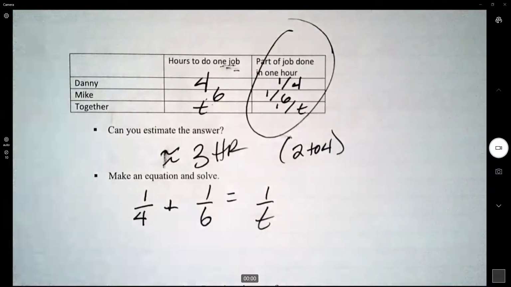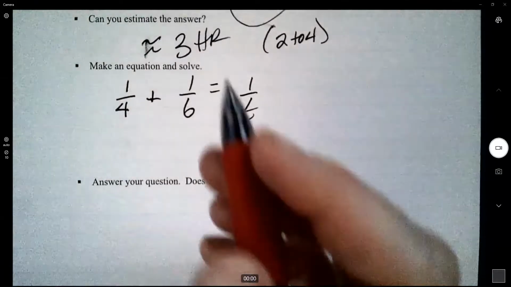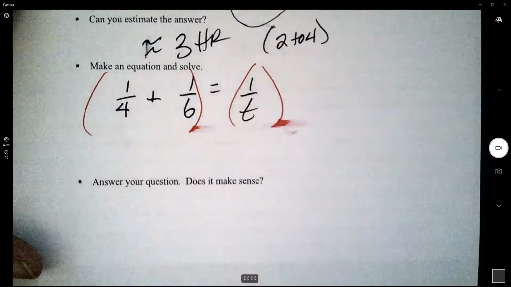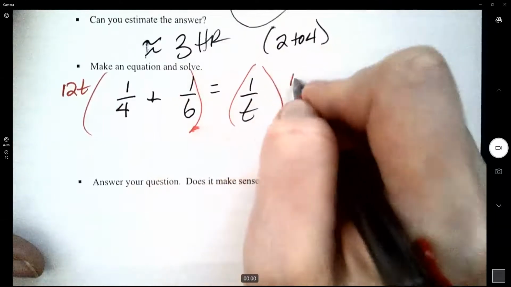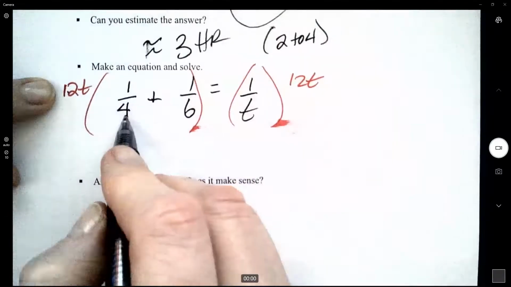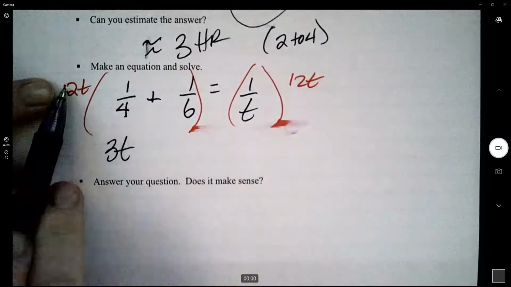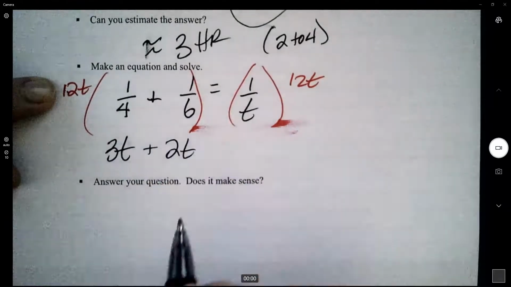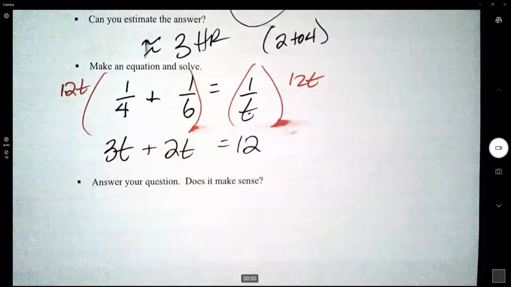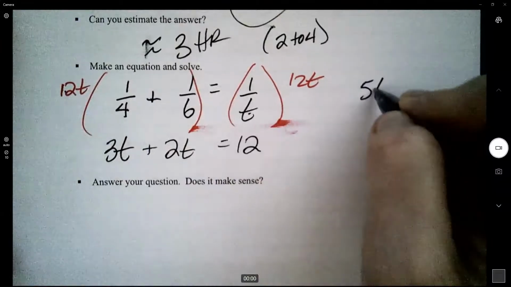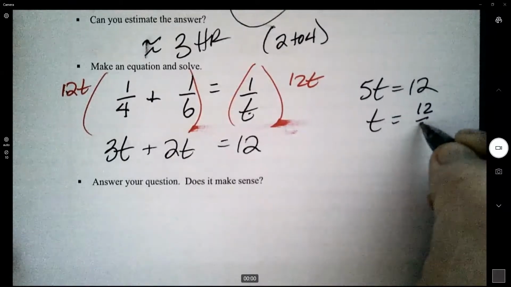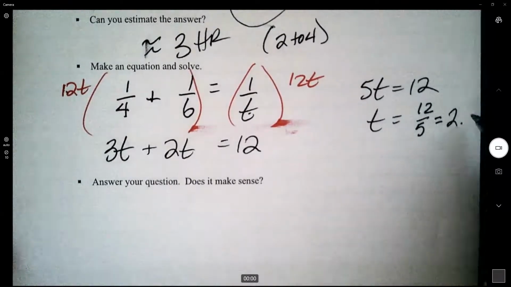So again, always get rid of fractions. I am going to multiply both sides by the common denominator that will get rid of the 4, the 6, and the t, and that's going to be 12t to both sides. So when I distribute that 12t, 12 and 4 reduces to 3t, 12 and 6 reduces to 2t, and then t over t cancels and you're left with 12 on the right-hand side. So I have 5t equals 12, and when I divide both sides by 5, I get t equals 12 over 5, which is 2.4.